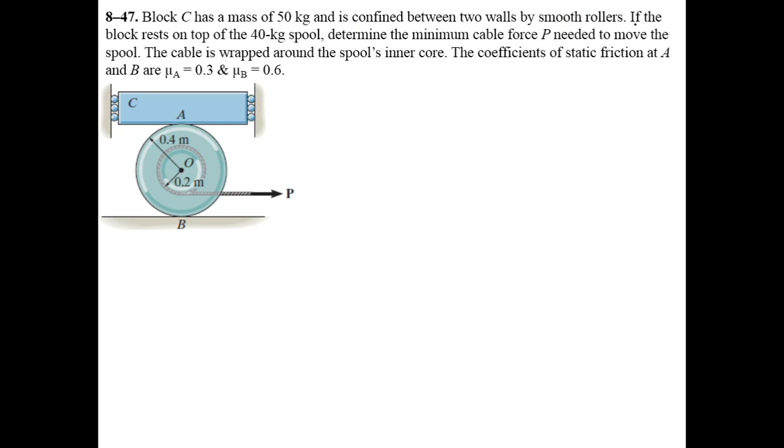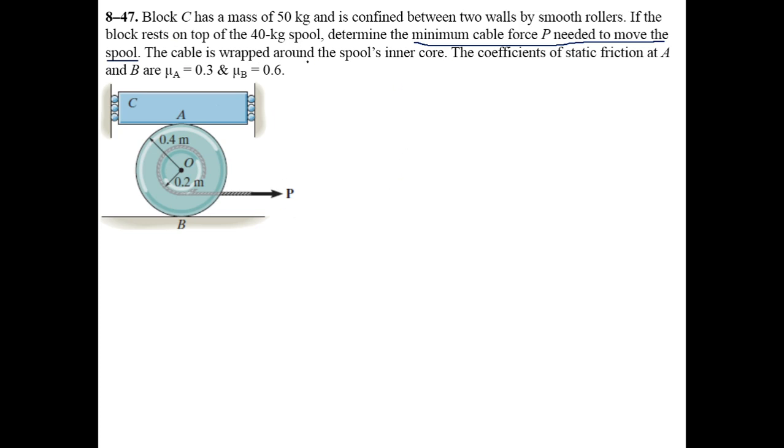Okay, and the block rests on top of the 40 kilogram spool, so the mass of this spool is 40 kilograms. We have to find the minimum cable force P needed to move the spool. We need to find this value P.